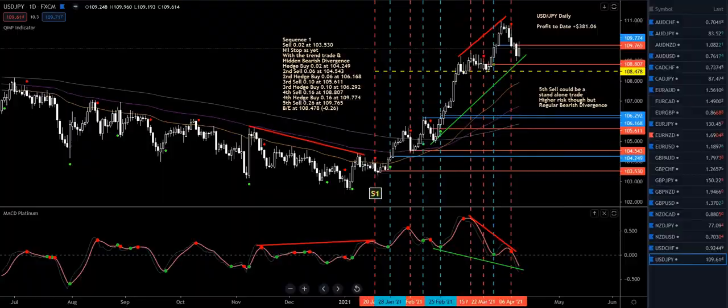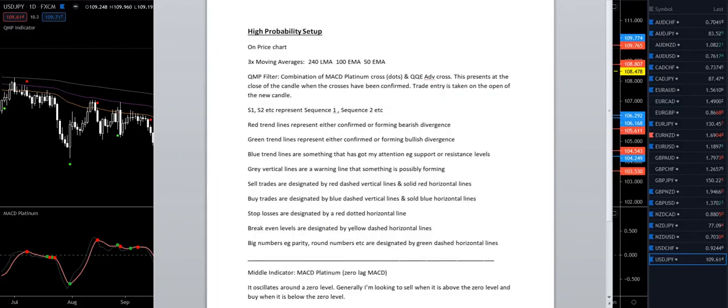Let's have a look. I'll bring up that Word document again if you were wondering what some of the colours meant or all the lines meant.